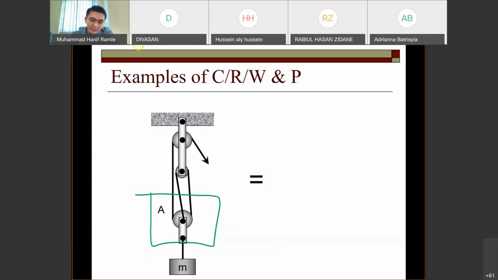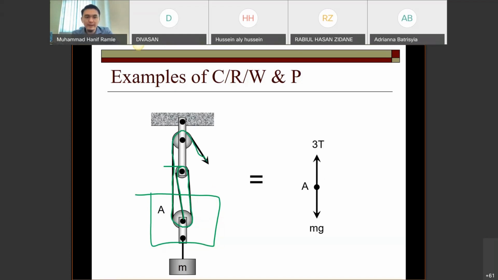Why similar T? Because this wire is attached together like this, it is continuous. It is not attached to another body, and there is no other cable in this system. There is one cable in this system only. So that's why we have the similar T value. So you will get the FBD like this: 3T upwards and mg downwards.